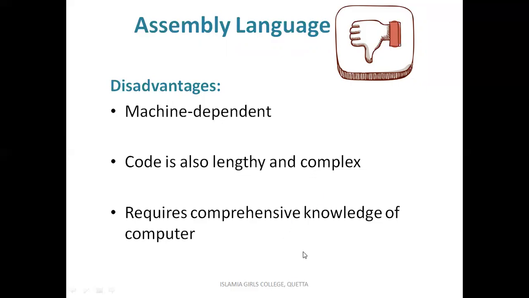And the last disadvantage you can say is that it requires comprehensive knowledge of the computer. It means you need to have detailed information about the hardware or the computer for which you are writing the code.